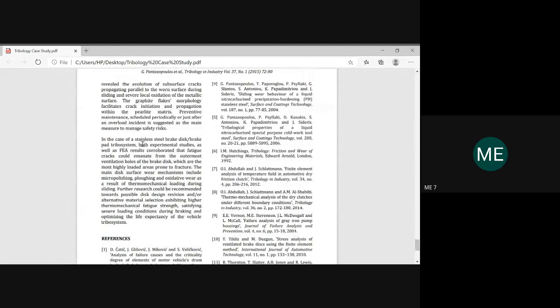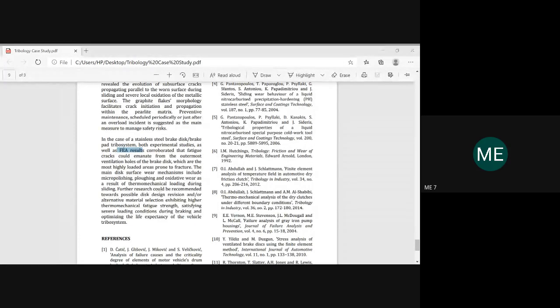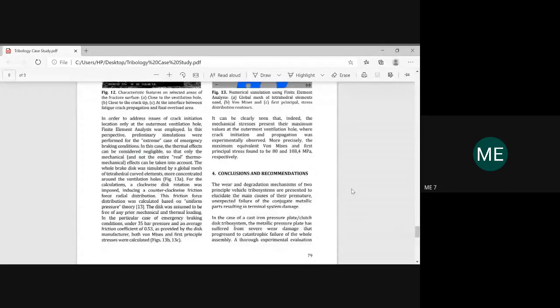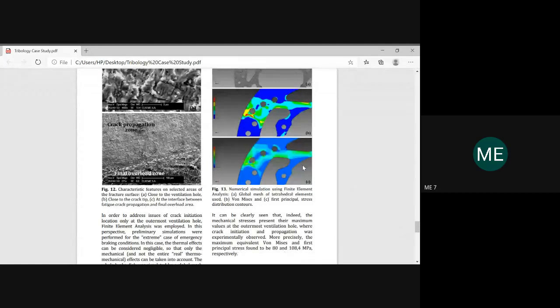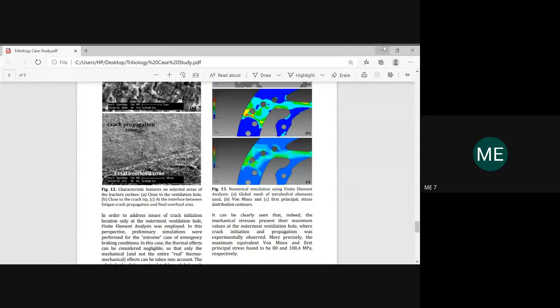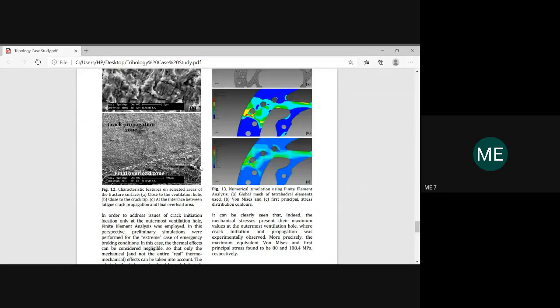They have checked the experimental studies against the FEA results, and it was almost matching, though not exactly, but it shows that the results they have yielded match the theoretical aspect. Hence it is a good paper. Please everyone go through it. I have shared this already in the Google Classroom. So this is about our case study question for our first IA.